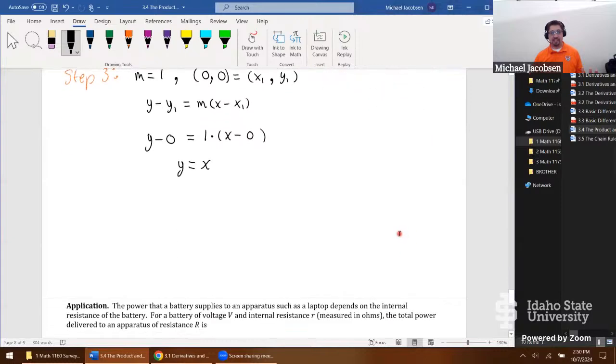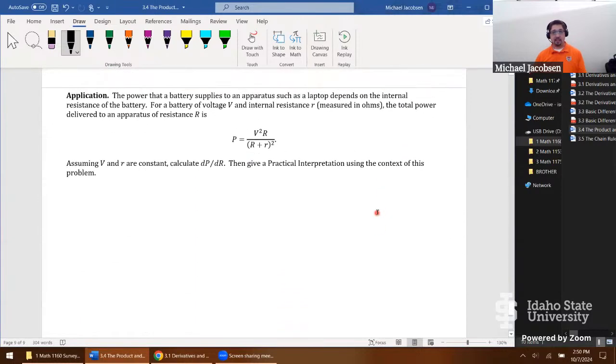But our next problem is the applied problem. We're going to be, again, looking into applications like this one a lot more in the coming chapter, chapter 4. But this is another early start to just thinking about what the applications are and how to work with them. It says here, the power that a battery supplies to an apparatus, such as a laptop, depends on the internal resistance of the battery. So I believe them when they say that. I'm not very great at electrical engineering whatsoever, so I'm just going to take their word for this.